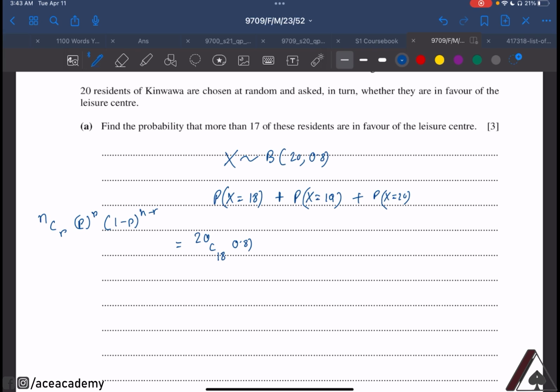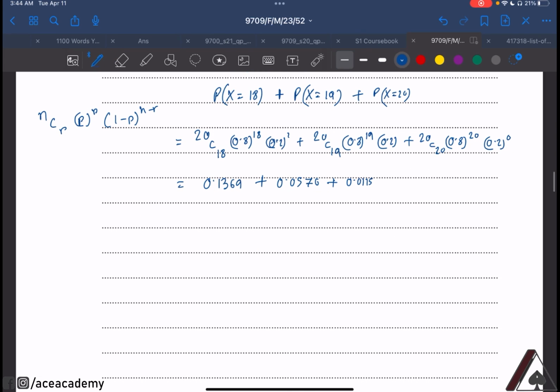20C18, 0.8 to the power 18 into 0.2 square, plus 20C19, 0.8 to the power 19 followed by 0.2, plus 20C20, 0.8 to the power 20, 0.2 to the power 0, which will give us 0.1369 plus 0.0576 plus 0.0115, and finally the answer will be 0.206.